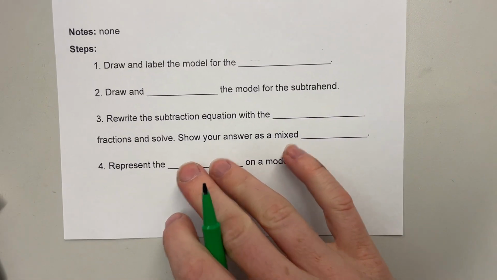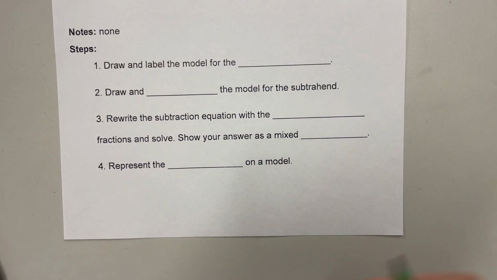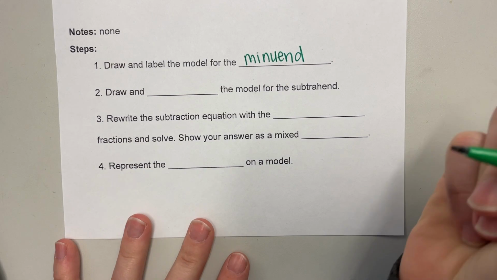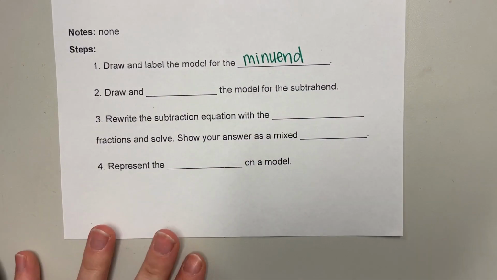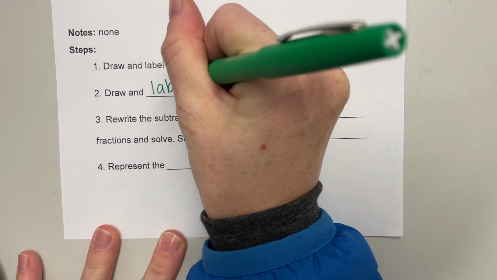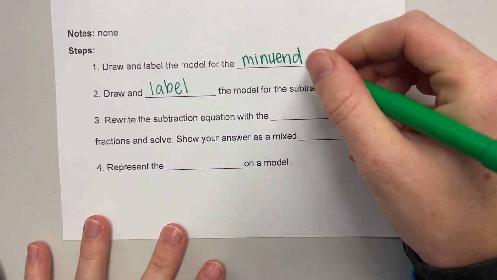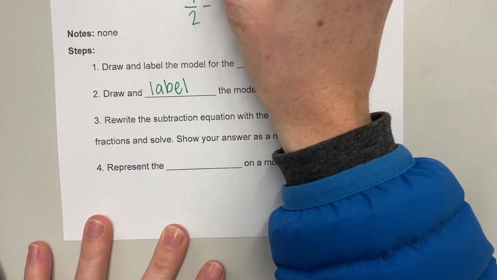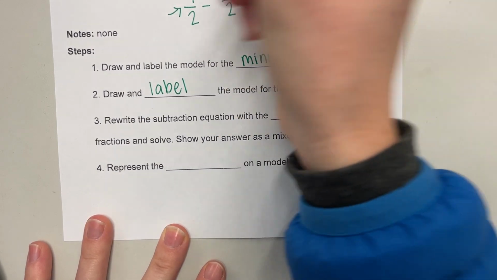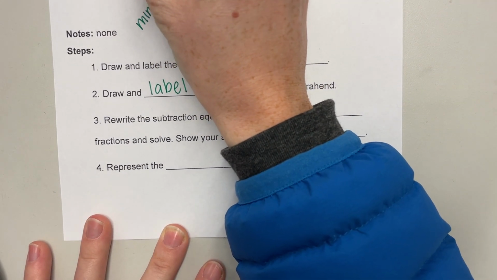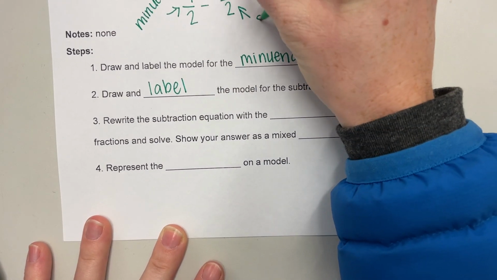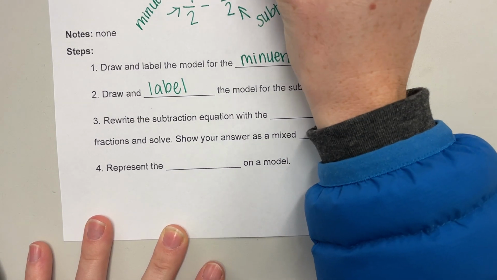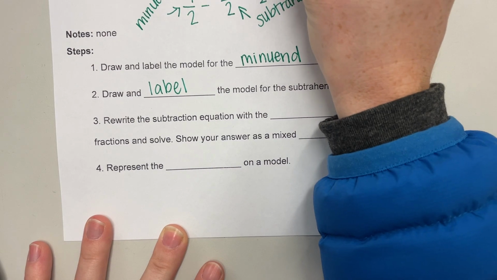Okay, we have some steps. Our first one is draw and label a model for the minuend. Then draw and label a model for the subtrahend, and we might need a refresher on the minuend and subtrahend. If I have 9/2 minus 4/2, 9/2 is the minuend, and 4/2 is the subtrahend. And then if I had equals 5/2, this is the difference.